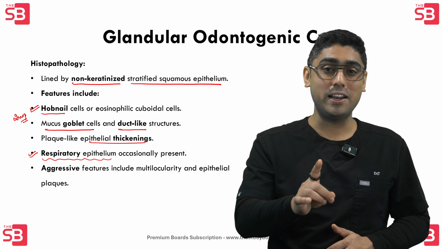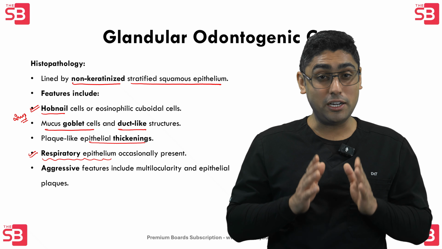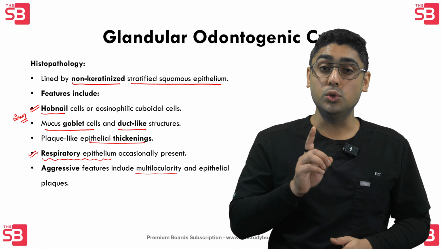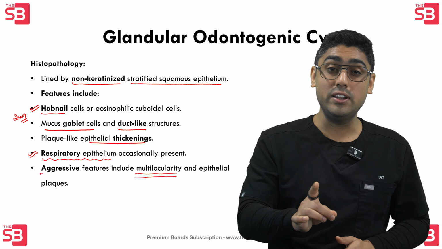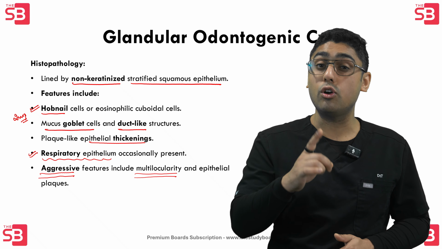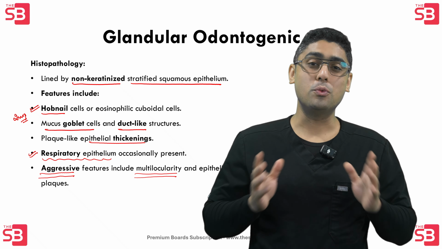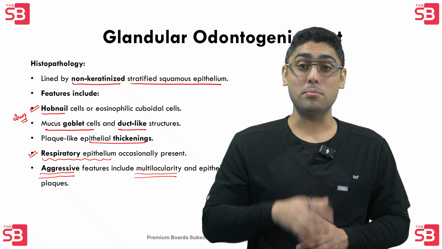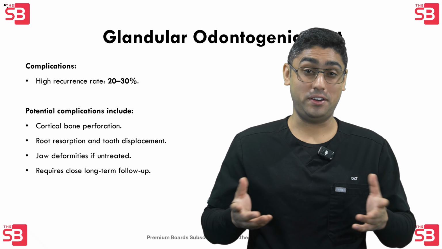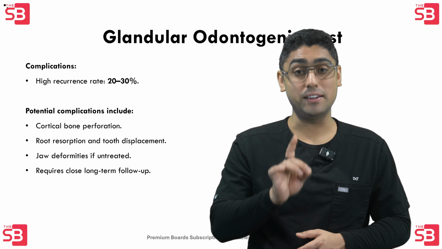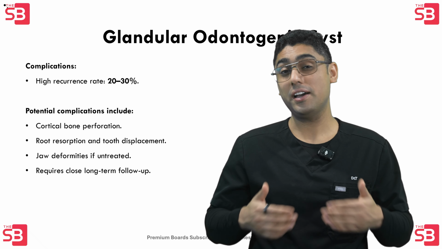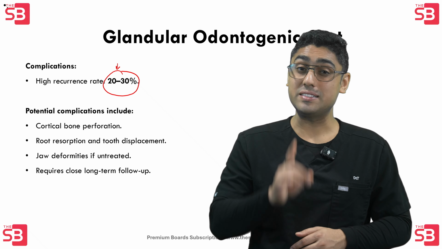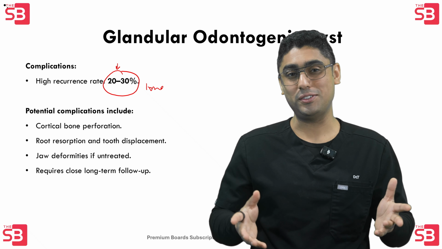And one important clinical point, if the cyst is multilocular or shows numerous plaque-like thickenings, it usually behaves more aggressively and carries a higher risk of recurrence. Let's talk about why the glandular odontogenic cyst is considered clinically important. It's not just rare, it's also locally aggressive and has a pretty high recurrence rate, around 20 to 30%. That's why long-term follow-up is absolutely essential after treatment.